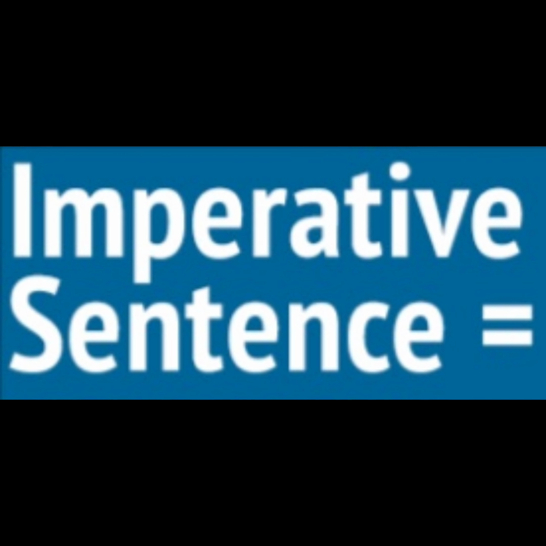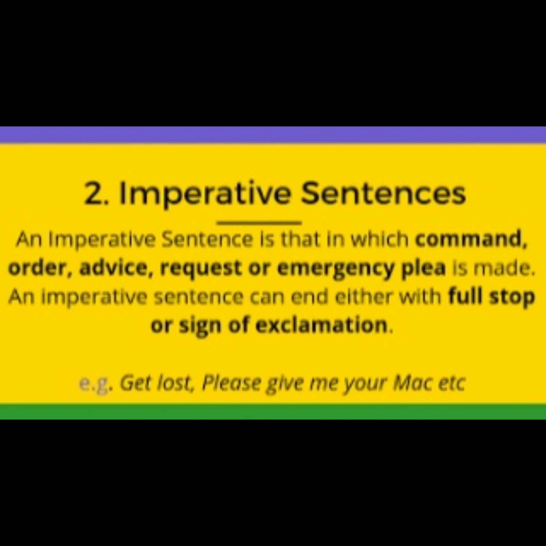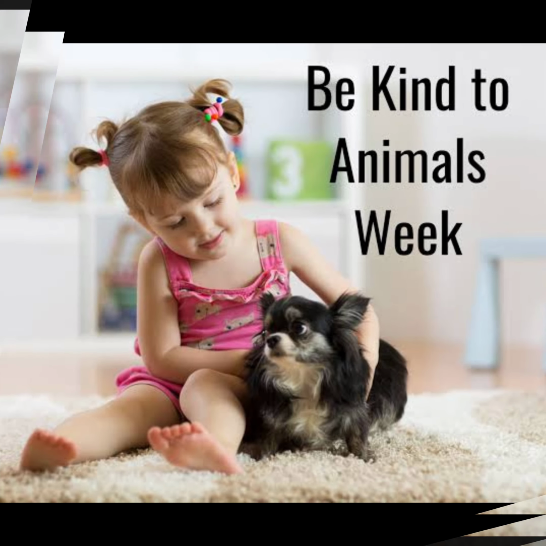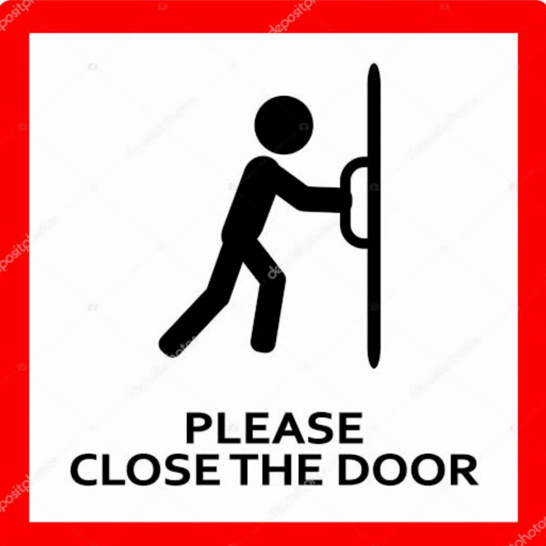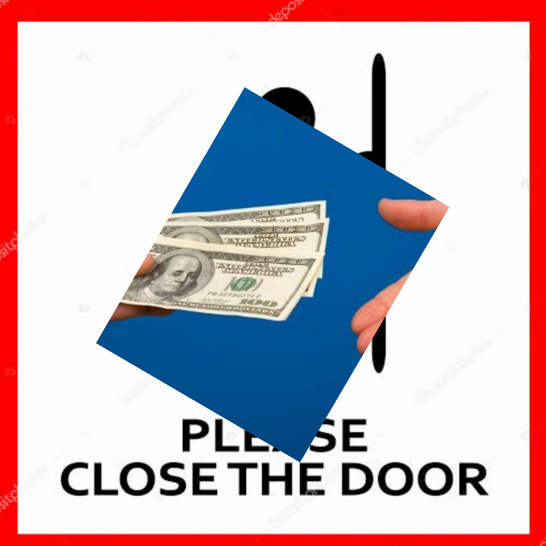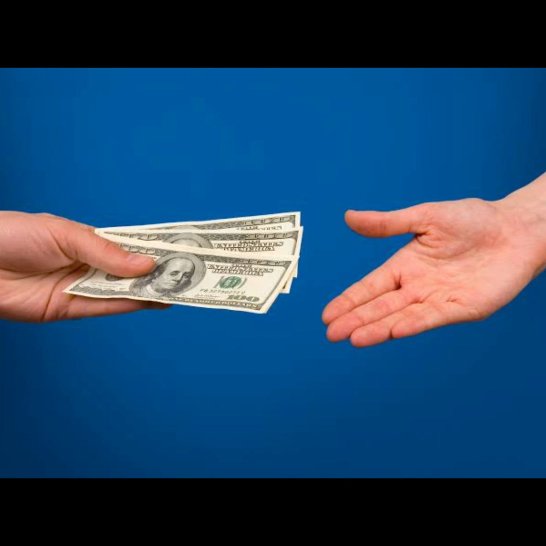And the third one is imperative sentence. A sentence that gives a command, an advice, a request, a suggestion, or an order is called an imperative sentence. For example, be kind to animals. Close the door. Please lend me 100 rupees.